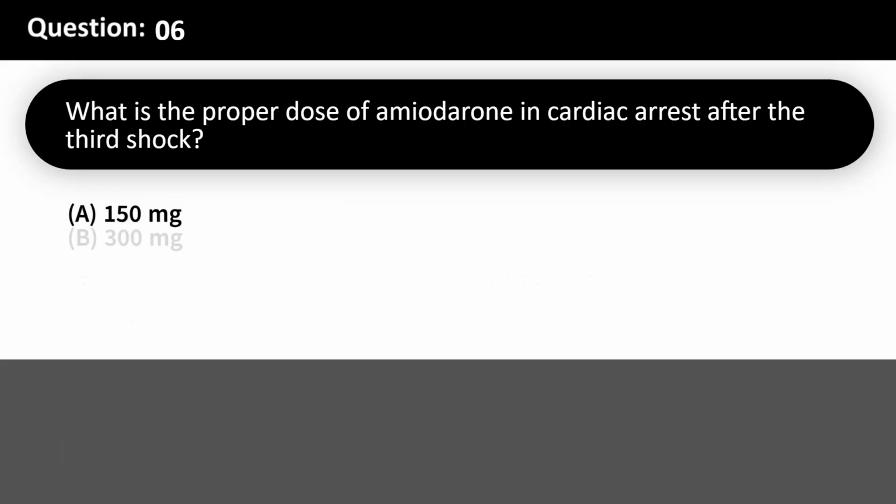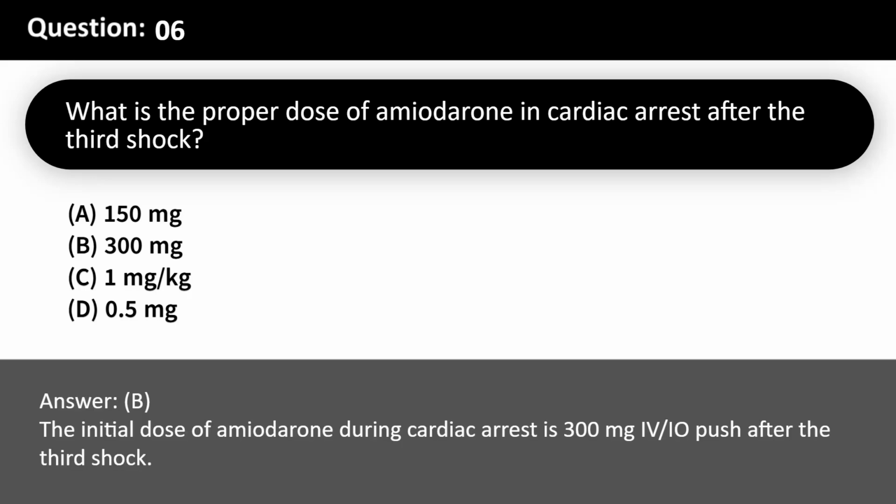What is the proper dose of amiodarone in cardiac arrest after the third shock? A. 150 mg. B. 300 mg. C. 1 mg per kilogram. D. 0.5 mg. Answer, B. The initial dose of amiodarone during cardiac arrest is 300 mg IV/IO push after the third shock.